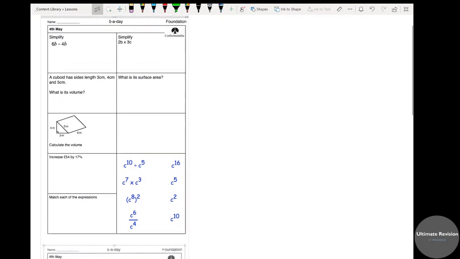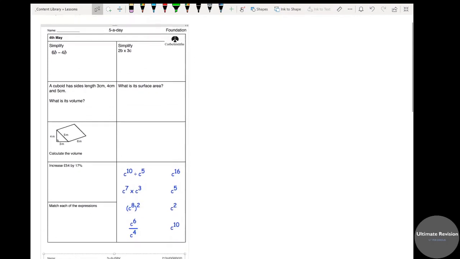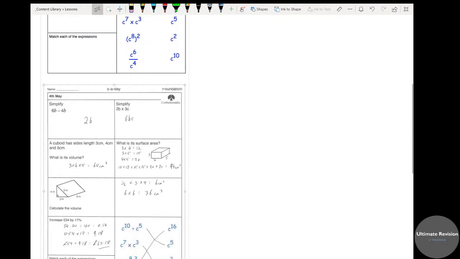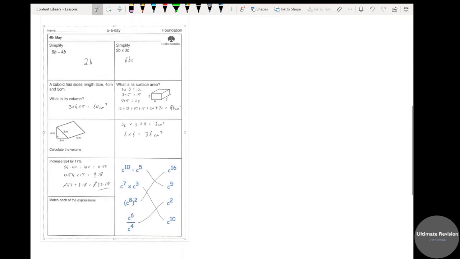Okay guys, that's about time. What I want you to do now, please, is to mark your own work. So I'm going to scroll down to the answers here. These are a bit harder than the normal starter questions, but the first one, 6b minus 4b, is just 2b. When you times, remember, you times the numbers first, so 6, and then you times the algebra, 6bc.